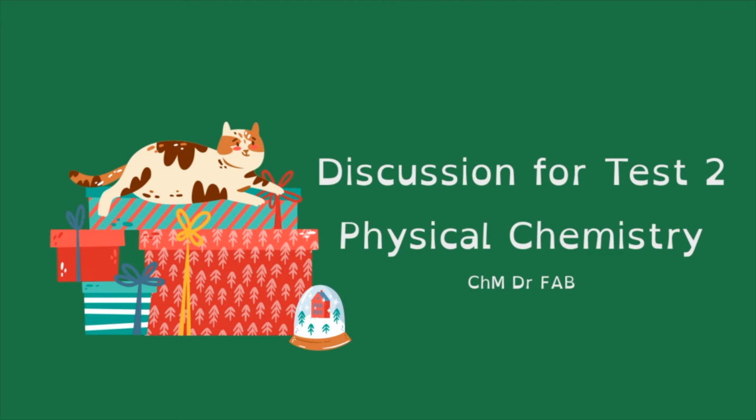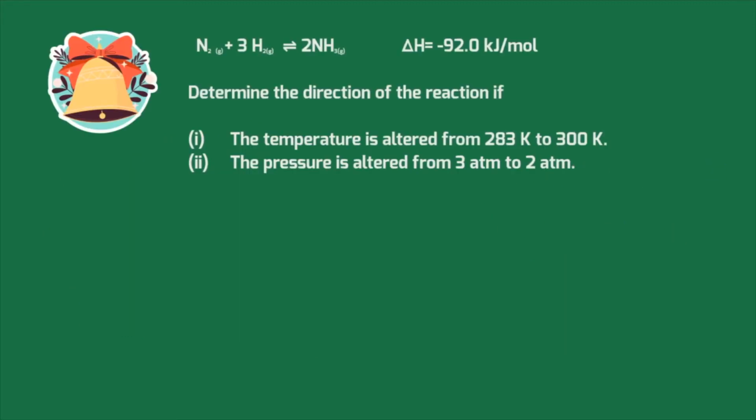So for this week, I'm going to explain to you how you should answer test 2 questions. Altogether, we have 7 different questions and let's start with the first one. Question number 1. Determine the direction of the reaction if 1. The temperature is altered from 283 Kelvin to 300 Kelvin and 2. The pressure is altered from 380 m to 280 m.